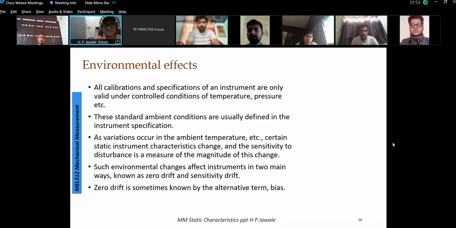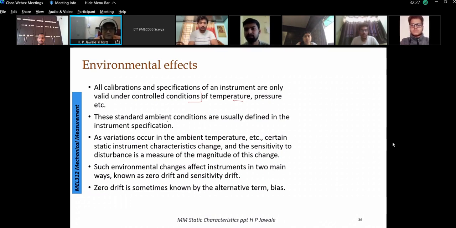Right. Now there can be some environmental effect, like all calibration and specification of the instruments are only valid under controlled conditions. This is what I had told you earlier. For example, the standards that we have agreed upon with an international agreement, those standards are derived at a particular condition of temperature, pressure, humidity, and so on. But the measurement that I am taking in this room is under some different conditions than that of the ideal conditions. So because of the change in the condition, there is an effect.